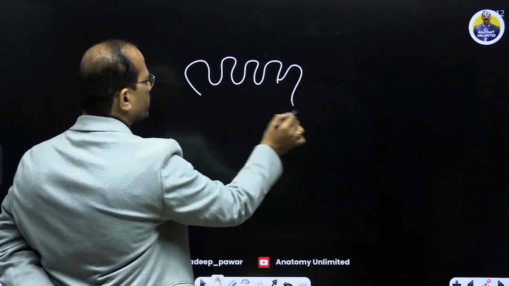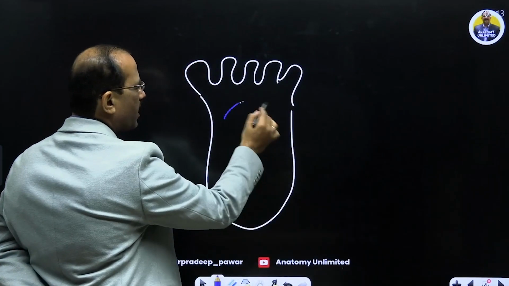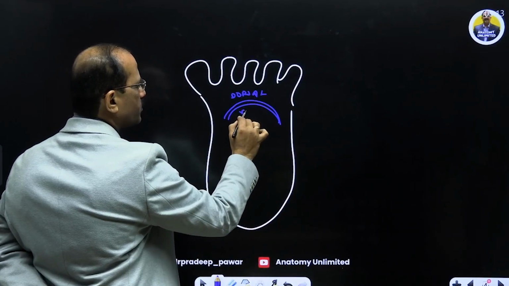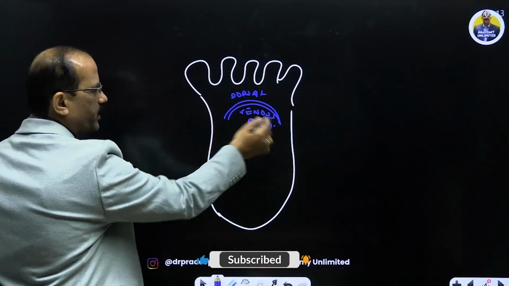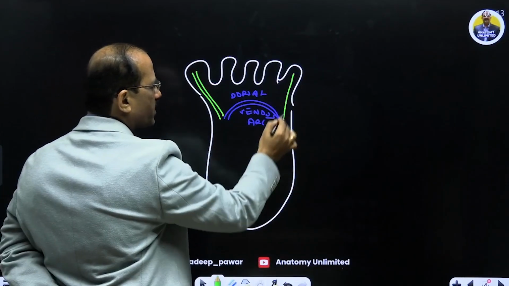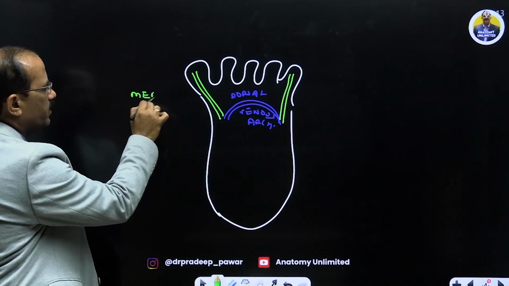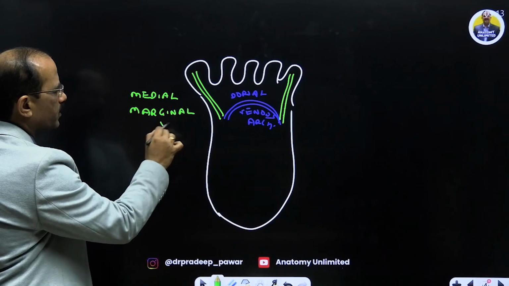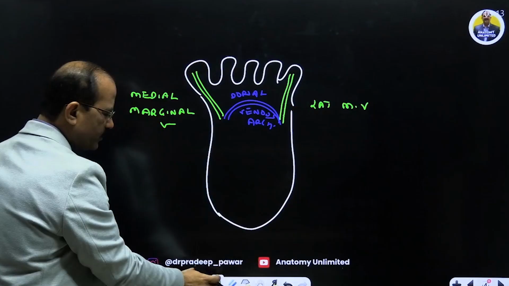So that's a dorsum of the foot. On this dorsum of the foot अपने पास एक arch होता है जिसका नाम है dorsal venous arch. ठीक है? इसका medial end है, lateral end है. There's a vein which comes from the great toe. There's a vein which comes from the little toe. इसे क्या बोलते हैं? Medial marginal vein. And this is going to be the lateral marginal vein. Medial marginal vein, lateral marginal vein.